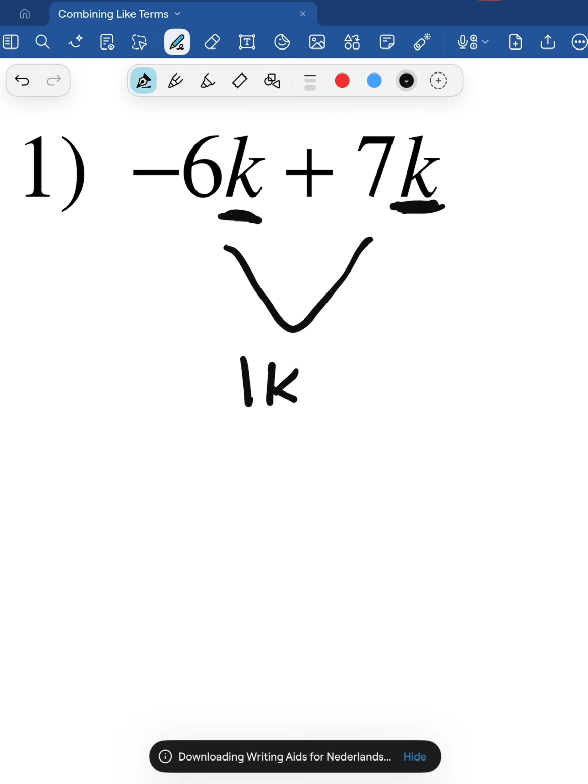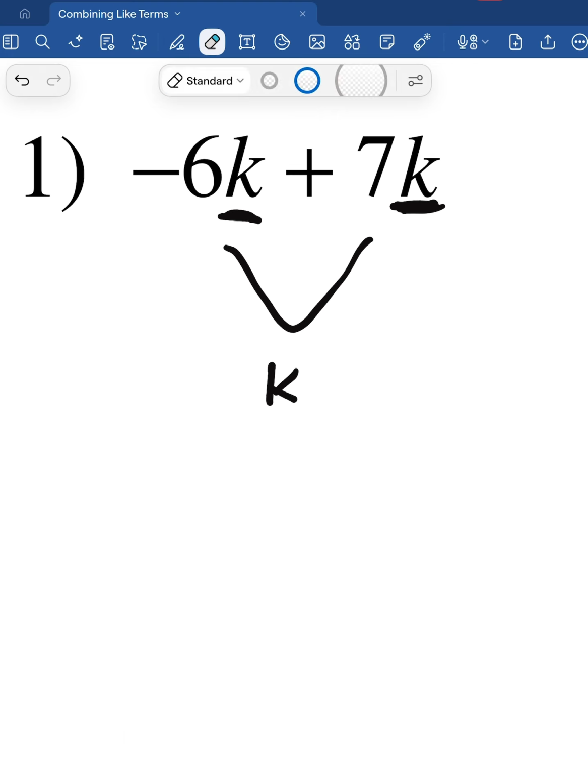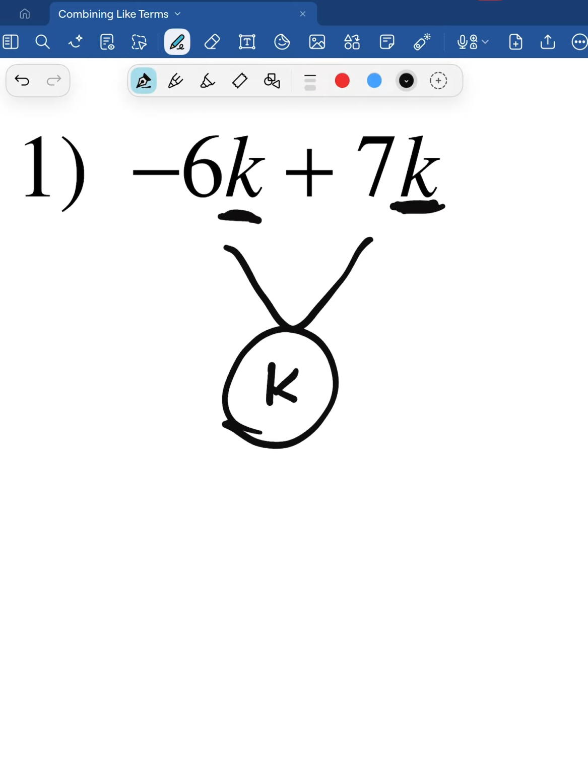We don't really need this +1. We could just call it k. We don't need to state that we have 1k. We can just say k.